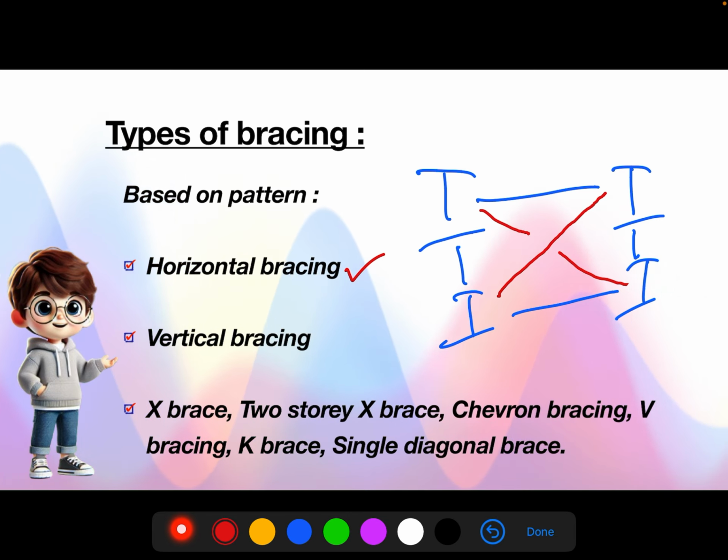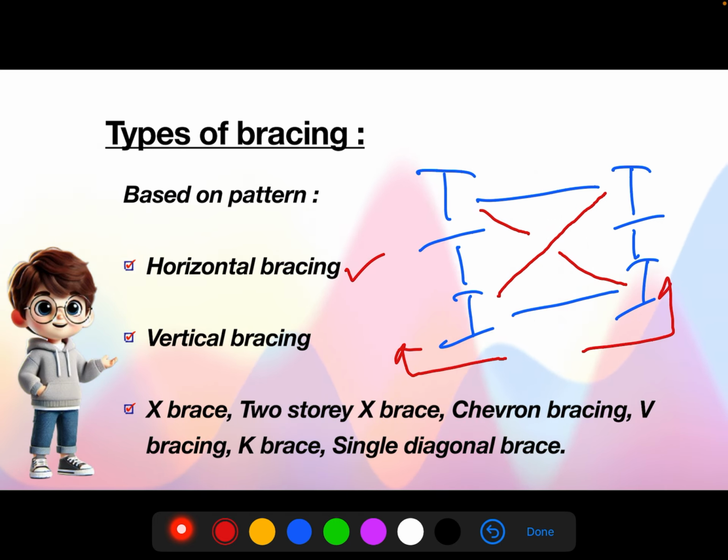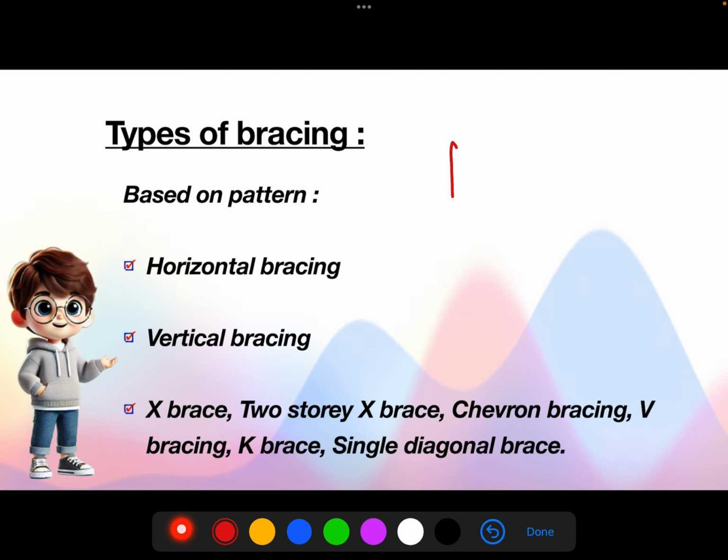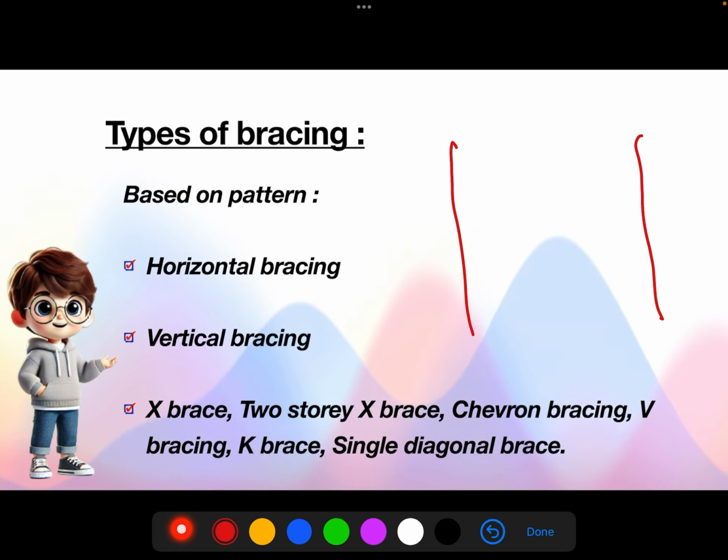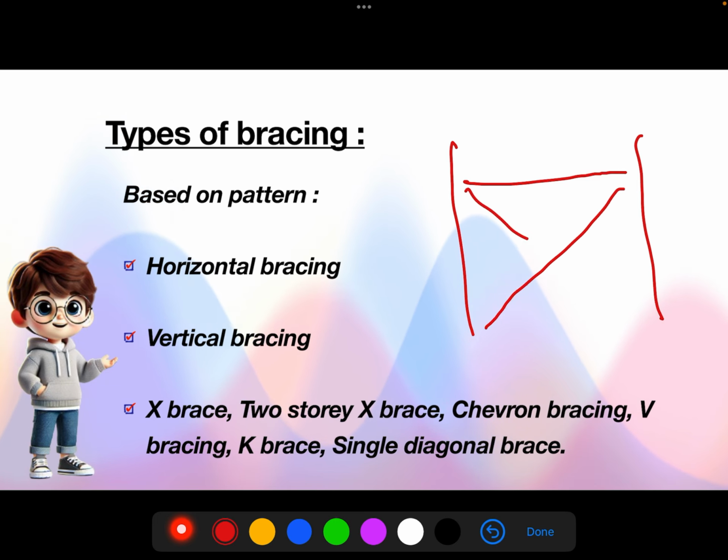Vertical bracing means if you can take some elevation view. If you take section like this, then you will get something like these columns and there is a beam, and in the elevation view the bracings which appear, we call these as vertical bracing. So that is the difference between horizontal bracing and vertical bracing.